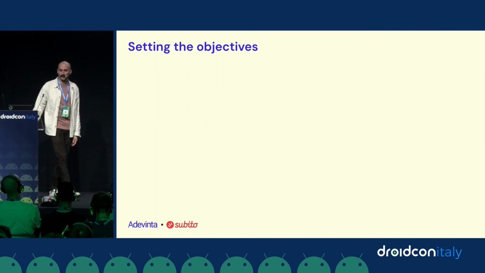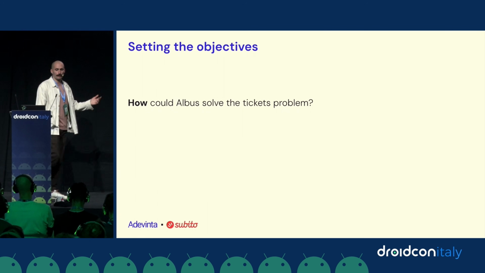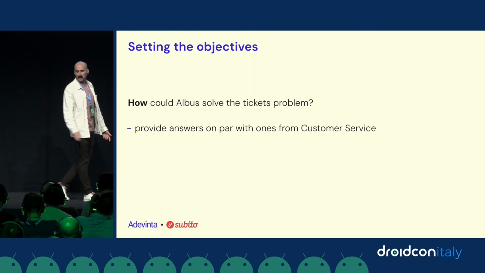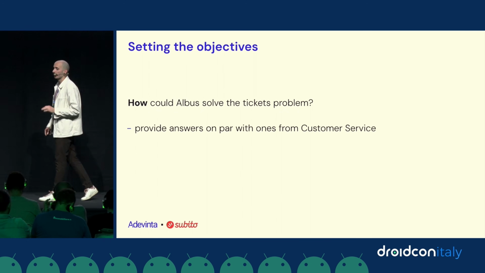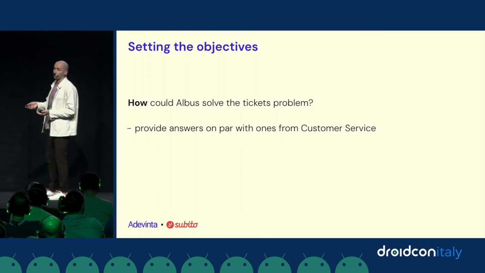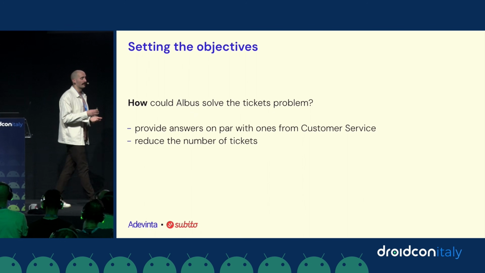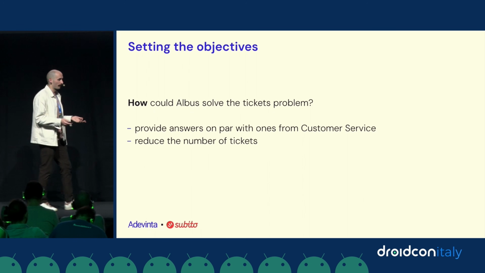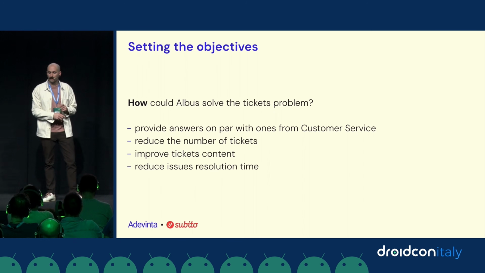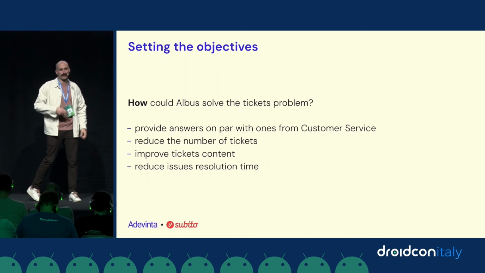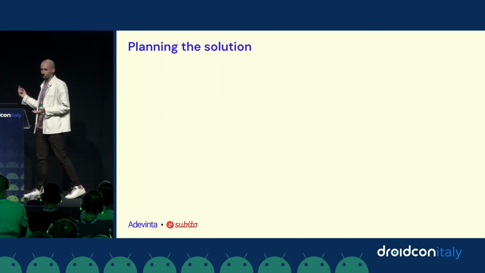So, once the team was set, it was time to also set the objectives. How could Albus solve the tickets problem? Well, it had to provide answers with quality on par with the ones users were getting from the real people from customer service. It had to reduce the actual number of tickets open towards customer service, obviously, and improve the content of said remaining tickets. This was to reduce the amount of time spent by our people to resolve the ticket.